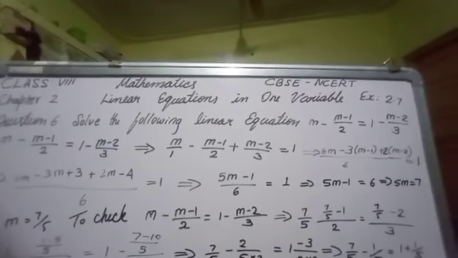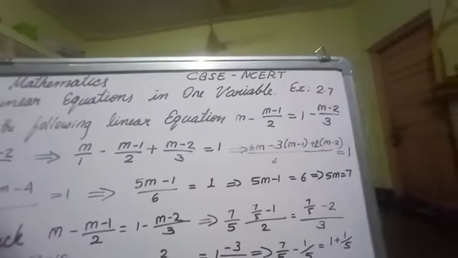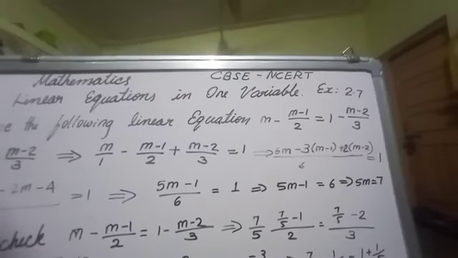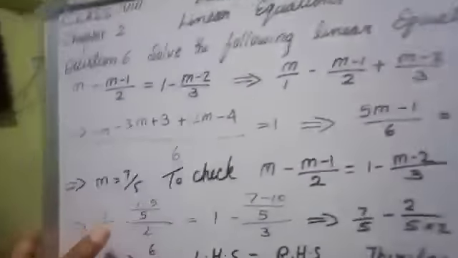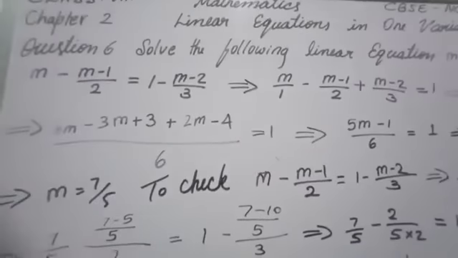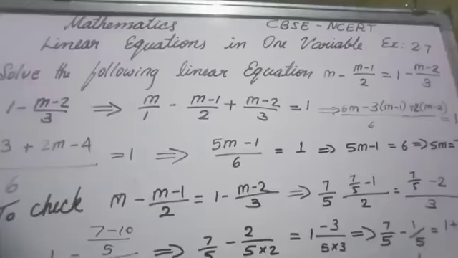Let us substitute the value 7 by 5. If we substitute the value, you will be getting like this. Same procedure you can follow. Whenever there is a fraction, we have to take the LCM and then simplify that. Once we simplify, we will be getting the answers in this way.